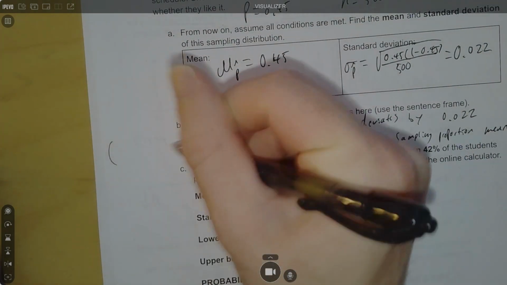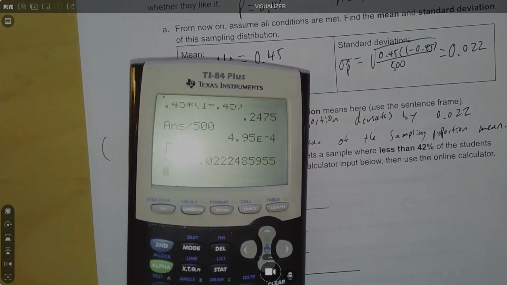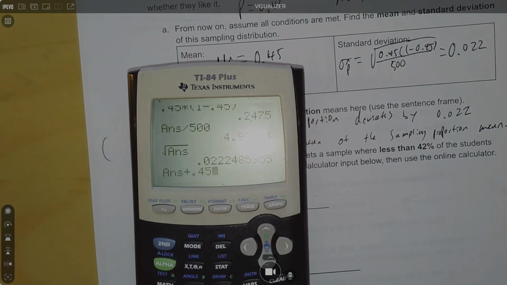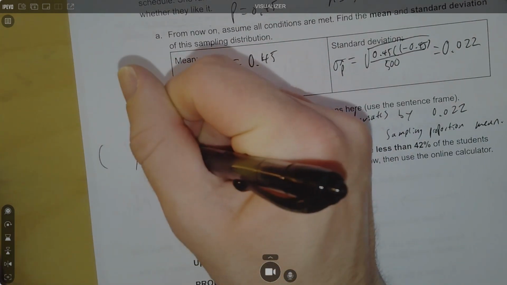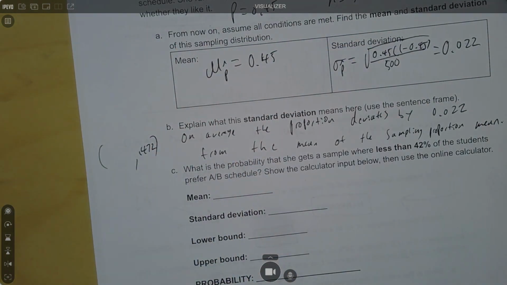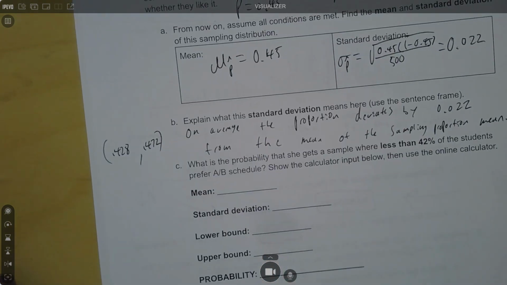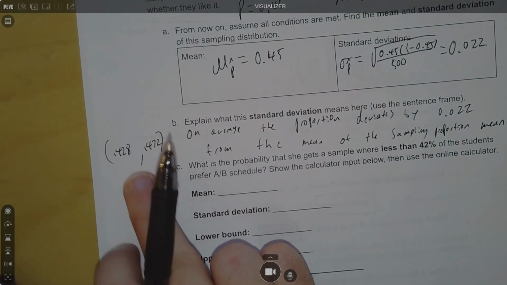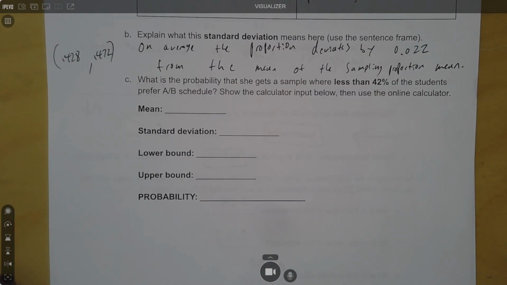So in that case, my range would be, we take this and add 0.45 plus 0.022. 0.472 would be my high, and then 0.45 minus 0.022, 0.428 would be my low. What it's saying is our sampling proportions are generally in this range. Okay, so what's the probability that she gets a sample less than 42% of the students prefer AB?